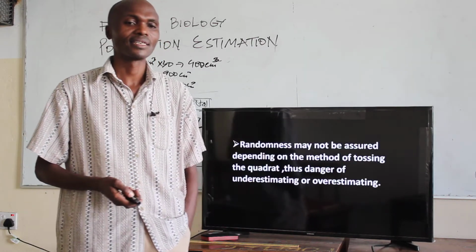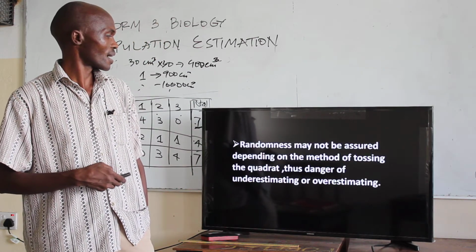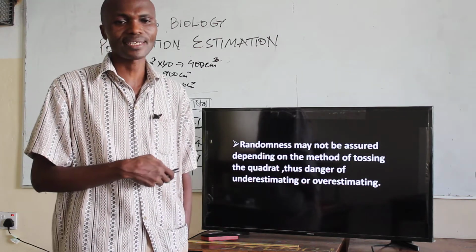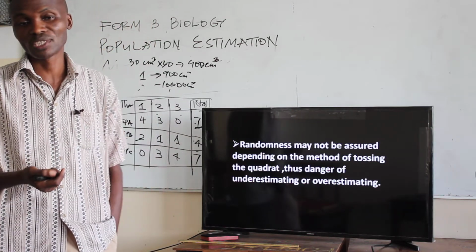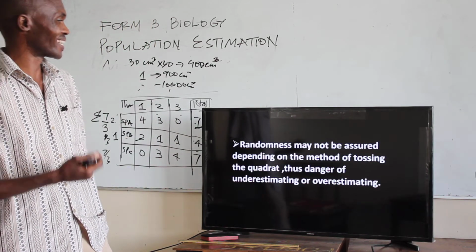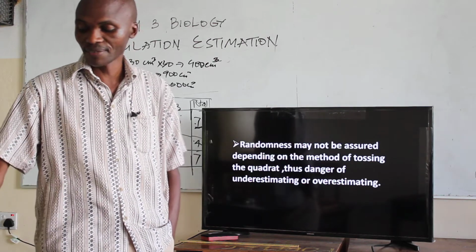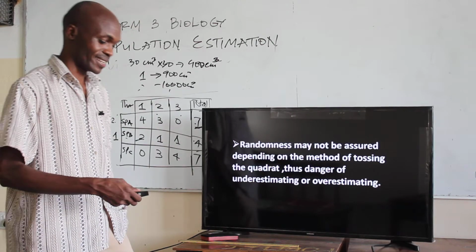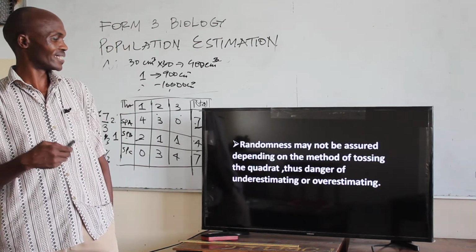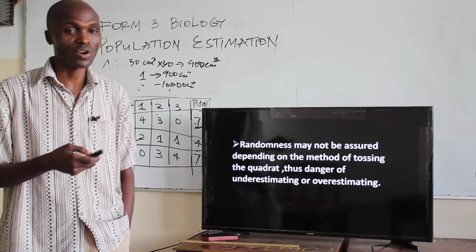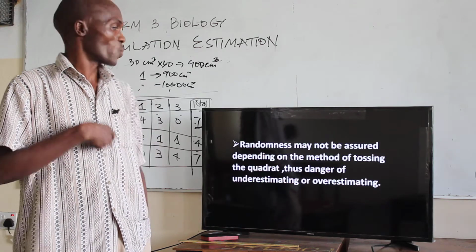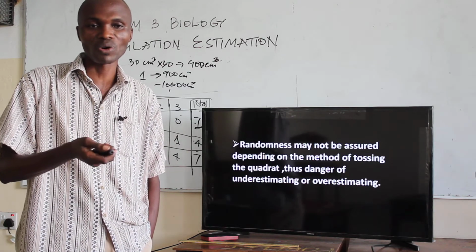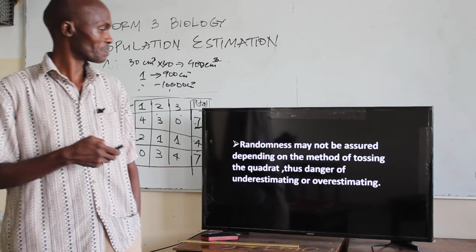Lastly, but not the least, you may not have that randomness. In other words, how you draw your quadrant in a given area may not be random at all. And therefore, there is a likelihood that you could be tossing or throwing the quadrant in an area that you are interested in. That now brings in the danger of either underestimating or overestimating, which means we may give a population that is higher than normal, or it may be lower than normal.